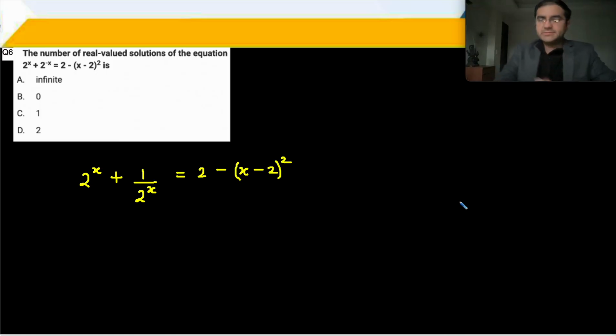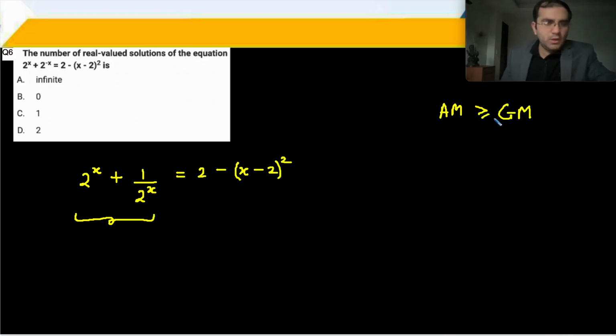Now this is based upon a question that has been repeated over the years multiple times. This is basically of the form number plus uska reciprocal, and from the concept of AM greater than equal to GM, we know that for non-zero values, a plus 1 upon a is always greater than or equal to 2. So the LHS is greater than or equal to 2.